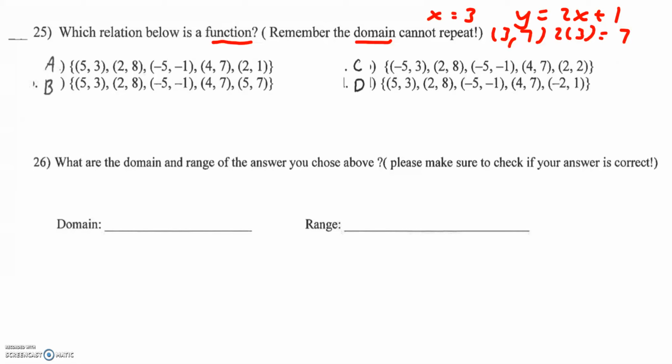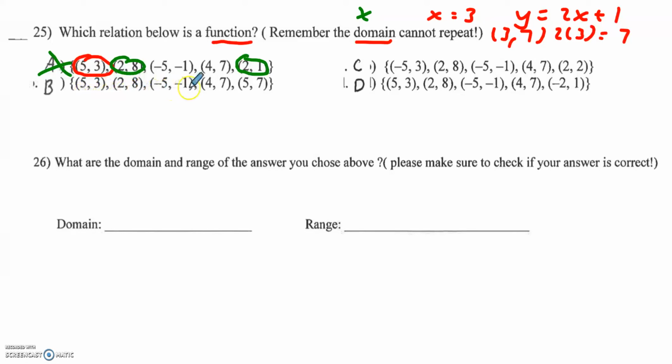So if we plug one number in, we have to get the same number out each time, which brings me to 25. If I look at A, here I plug 5 in and I get out a 3. Here I plug 2 in and I get out an 8. But here I plug 2 in and I get out a 1. So it's not possible to plug 2 into an equation to get 8, then plug 2 in again into the same equation to get 1. So my domain, or my x value, is repeated, so this doesn't make sense.